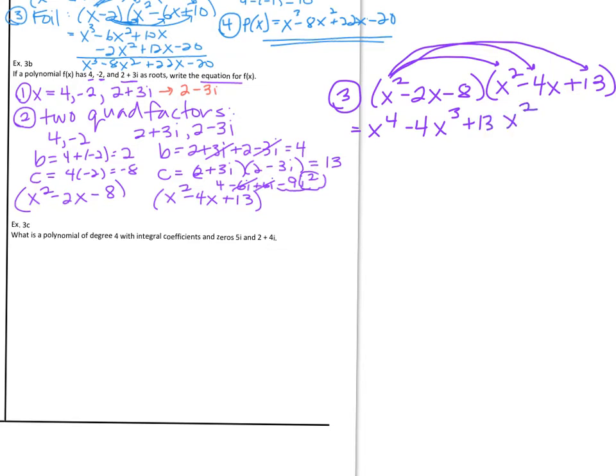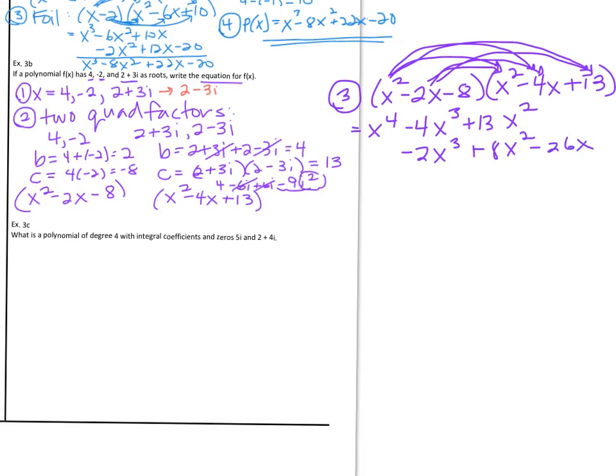We get to do that again and again. -2x times x squared would be -2x cubed. So that goes in that second column. -2x times -4x will be positive 8x squared. Last but not least, -2x times positive 13 should give us -26x. You ready for one more round?